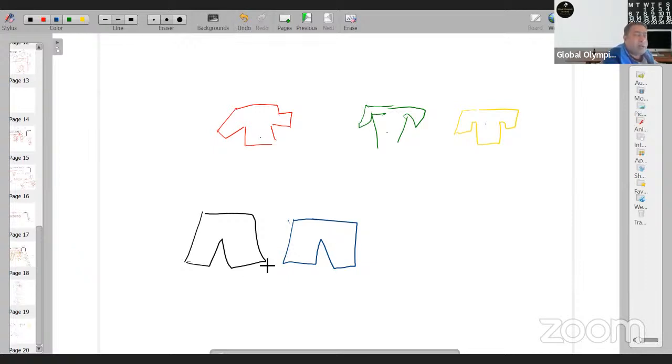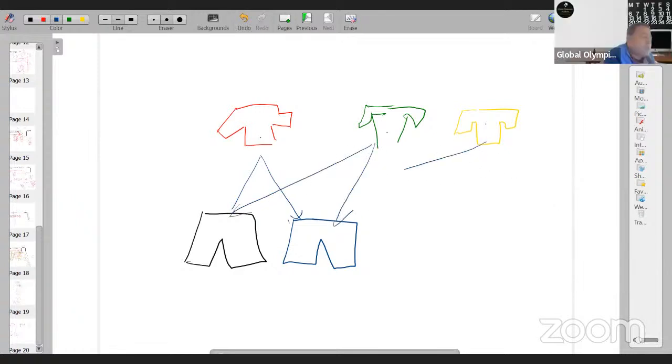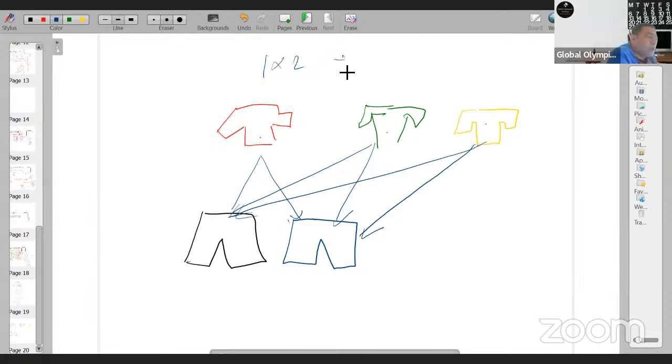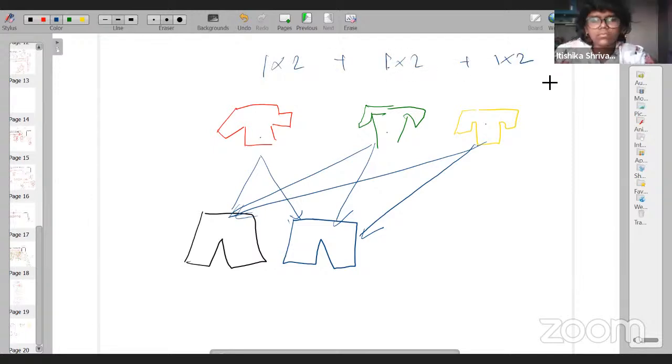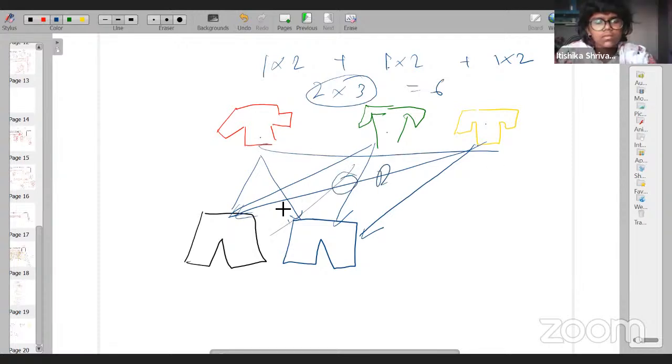How many pants you can wear? But when I'm saying and, how many combinations you can wear? This is a combination. So with this one, I can make these two combinations. Similarly, with this one, I can make these two combinations. And with this one also, these two I can make. So what is happening? 1 into 2 plus 1 into 2 plus 1 into 2. So I will take the 2 common. 2 into 3, that is 6. This we are multiplying basically. 3 into 2. Understood or not?